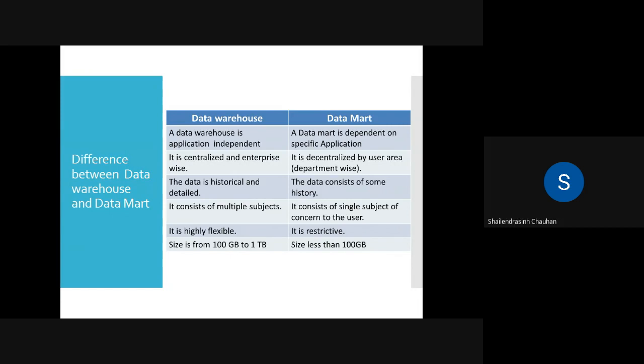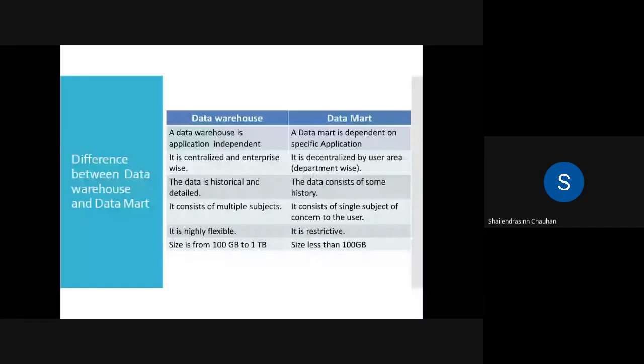Now, data warehouse size can be from 100 GB to 1 TB, whereas the size of data mart can be less than 100 GB. Why is it so? Because the entire enterprise data is stored inside the data warehouse, whereas only department data or single subject data is stored inside the data mart. The size of a data warehouse is much larger than a mart. So 100 GB to 1 TB is the size of a data warehouse, and less than 100 GB is the size of a data mart.